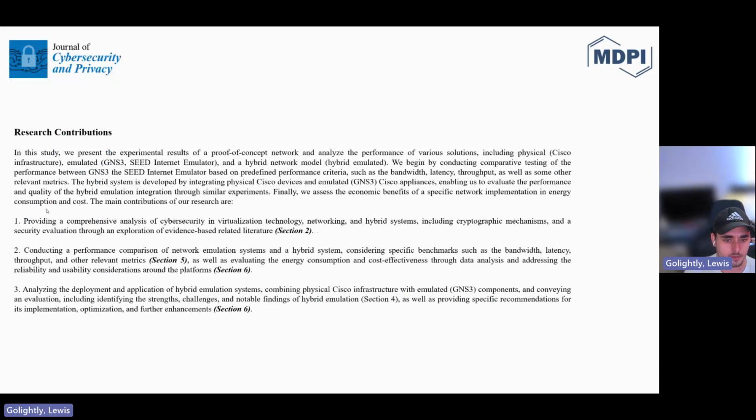In the study, we presented the experimental results of a proof of concept network and analyzed the performance of various solutions, including physical Cisco infrastructure, emulated GNS3 and SEED Internet Emulator, and a hybrid network model combining GNS3 with the Cisco technology. We begin by conducting comparative testing of the performance between GNS3 and SEED Internet Emulator based on predefined performance criteria, which is the bandwidth, latency, throughput, as well as energy consumption. The hybrid system is developed by integrating the physical Cisco devices and GNS3 appliances, enabling us to evaluate the performance and quality of the hybrid emulation integration through similar experiments.